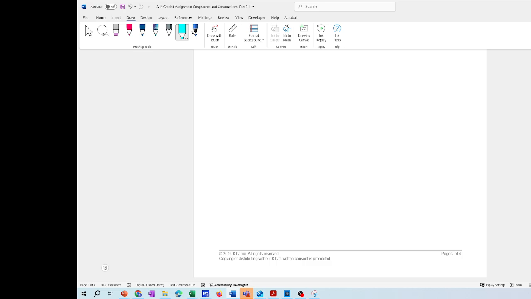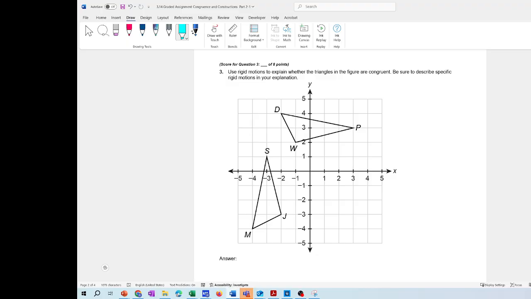And then we have the last part. Use rigid motion to explain whether the triangles in the figure are congruent. Be sure to describe specific rigid motions in the explanation. Remember, rigid motions, which are they? There are just 3 of them. Rigid motions means that they're going to have the same shape, okay, and the same size. So we have reflection, right? Translation, those are one, reflection, translation, and rotation.